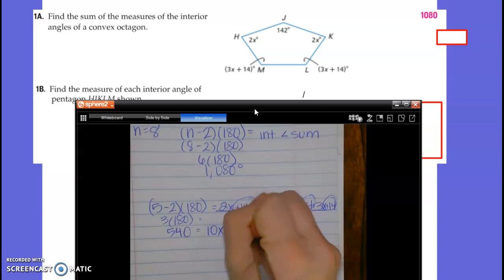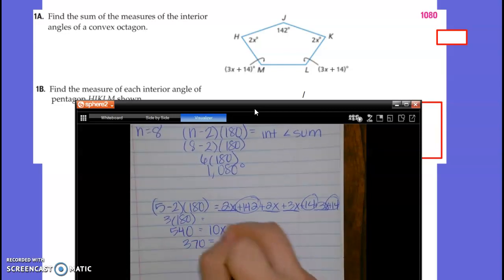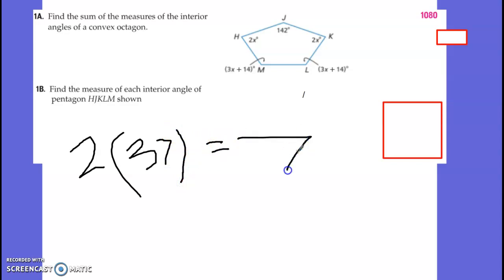So it gives me 170. Subtracting 170 from 540 gives me 370, which gives me a value of 37 for x. So then I would substitute 37 back in. So for h, that would be 2 values for 2 groups of the 37, which gives me 74. Oops.